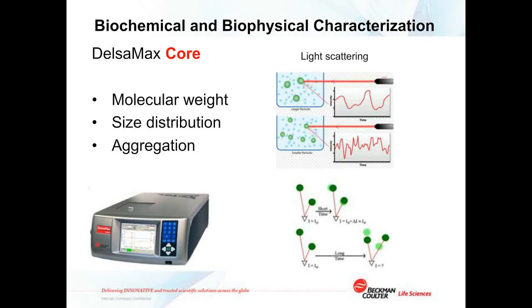So the first method I'll talk about for biophysical characterization is light scattering. The DelsaMax Core is an example of an instrument that Beckman Coulter sells, which uses both dynamic and static light scattering to quickly characterize the molecular weight and the size distribution and get an indication of the aggregation state of proteins in the solution phase without any label.